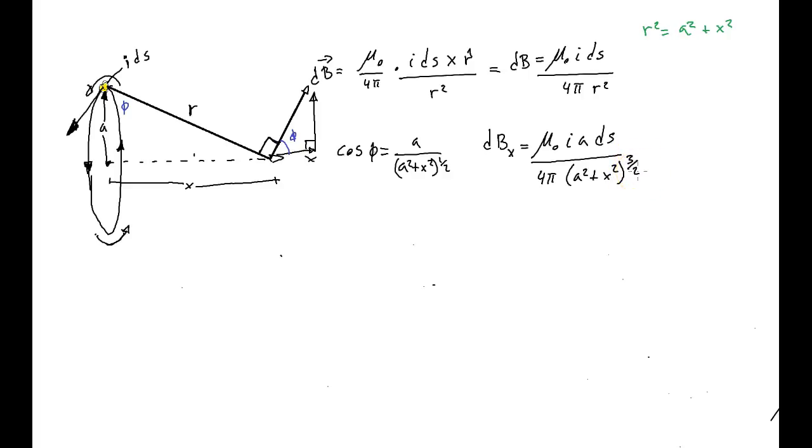And it does have a vector nature to it. It points in the x direction. So this is the small amount of the magnetic field created by that small amount of the total current element oriented in the direction of interest, because anything else will cancel. So we can find the total magnetic field along the x-axis now.